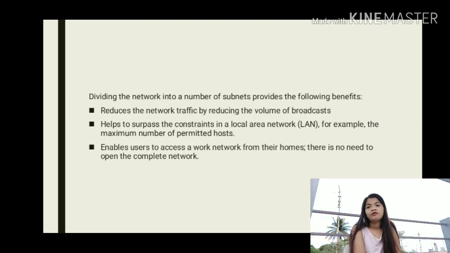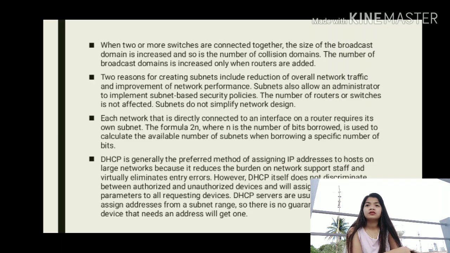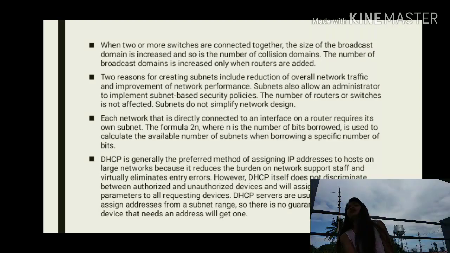DHCP is generally the preferred method of assigning IP addresses to hosts on a large network because it reduces the burden on network support staff and virtually eliminates entry errors. However, DHCP itself does not discriminate between authorized and unauthorized devices and will assign configuration parameters to all requesting devices. DHCP servers are usually configured per subnet range, so there is no guarantee that devices get what they should.